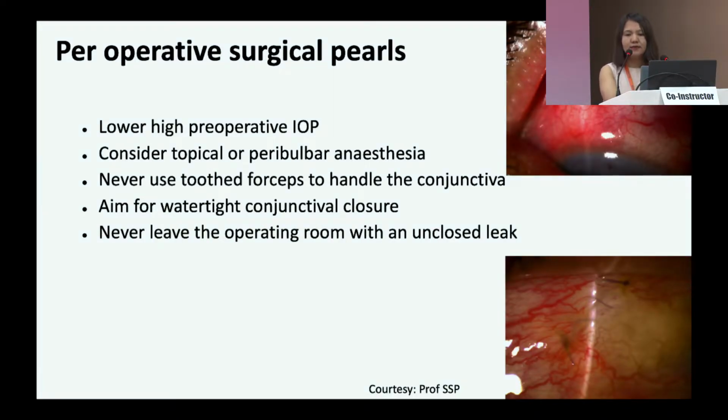Peroperatively, a few surgical pearls that one can keep in mind is to lower the intraocular pressure, since a high preoperative intraocular pressure carries a poorer prognosis, so we must bring down the pressures to a lower side and then perform the surgery. And you can consider either a topical or a periorbital anesthesia depending on the surgeon's comfort as well as the patient's comfort and cooperation. We should never use any sharp or toothed forceps while handling the conjunctiva, because you may end up inadvertently injuring the conjunctival tissue. And also always aim for a watertight conjunctival suture and never leave the OR with an unclosed leak.